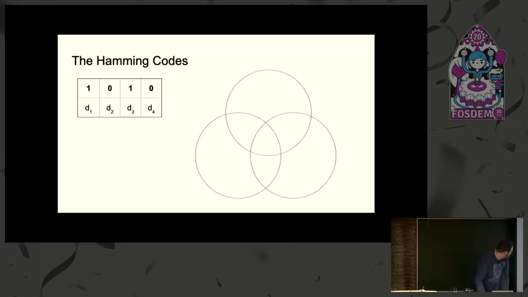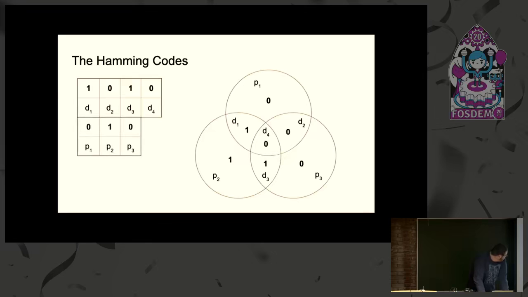Let's have a look. If we have 4 bits here, D1 to D4, and we want to send them over some sort of transmission channel, we can arrange them at the intersection of 3 circles. So 1, 0, 1, 0. Then we can calculate the parity for each circle. For parity circle 1, we have one 1-bit, so that's an odd number, so the parity will be 0. For the second circle, we have two 1-bits, so that's even, so parity is going to be 1. For the third circle, again, we have one 1-bit, so that's odd, so that's going to be 0. So we have 3 parity bits, we add them to our data, and we send that across the channel.